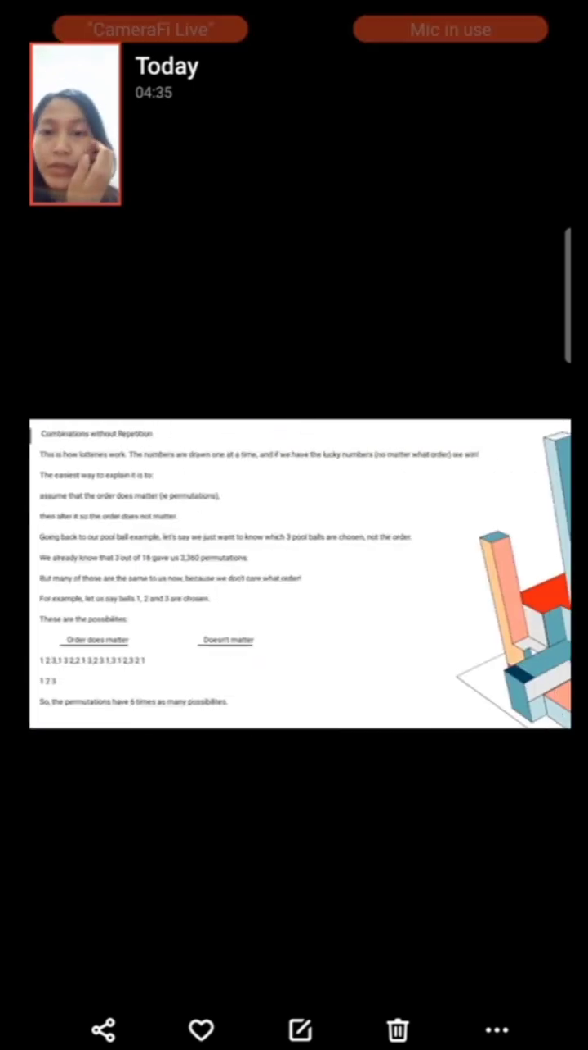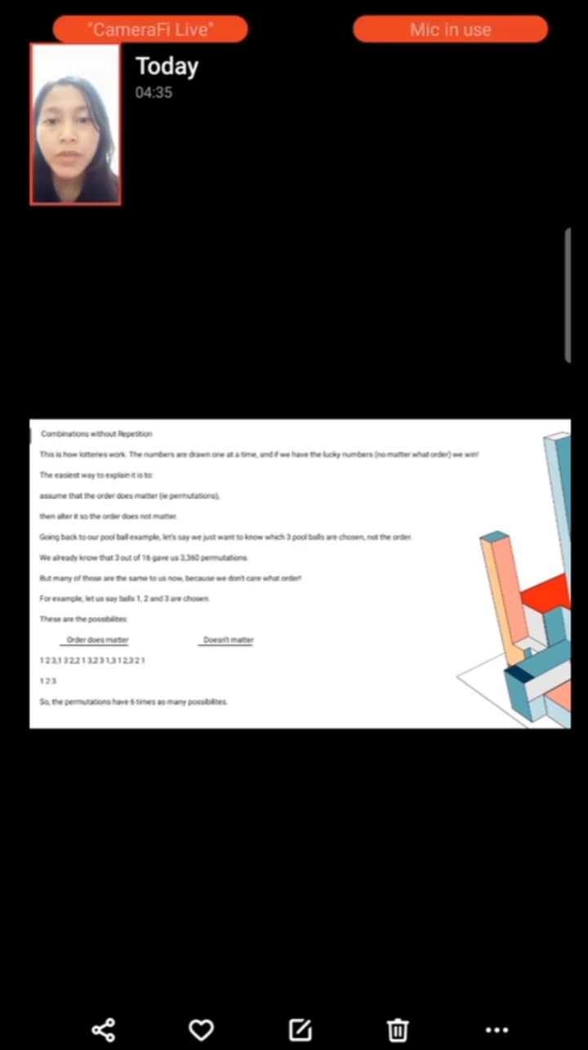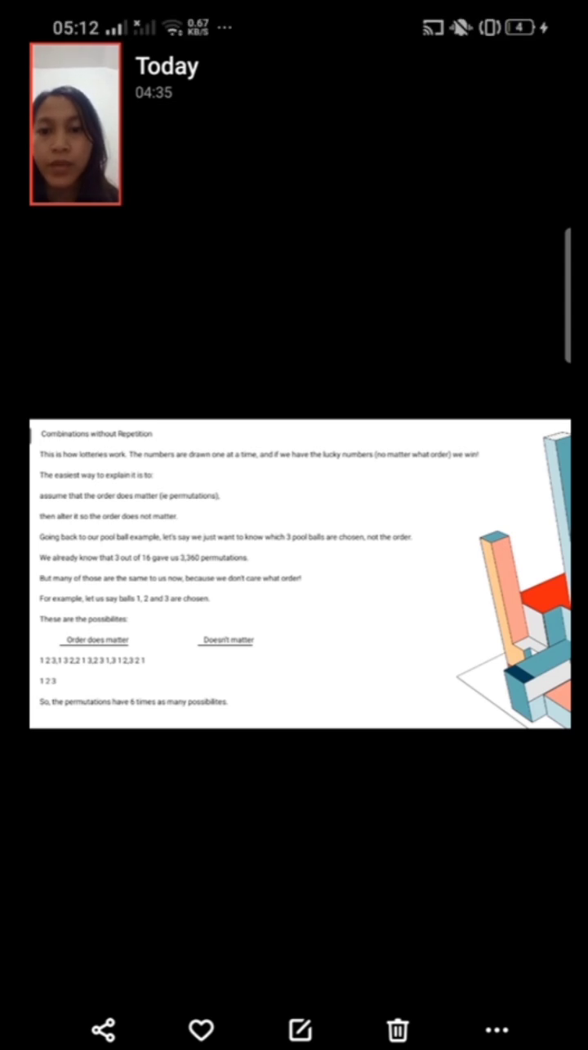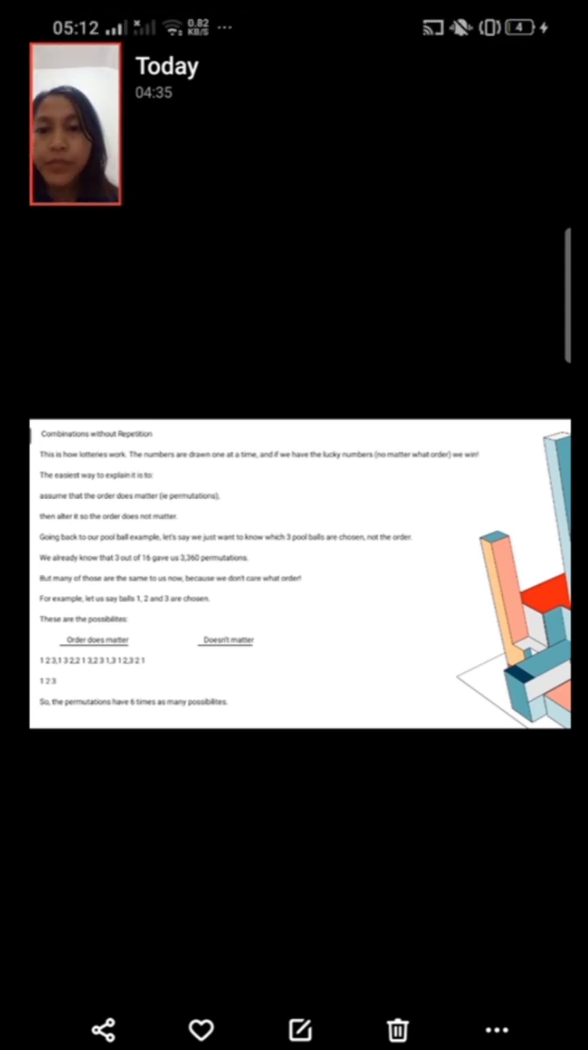So these are the combinations without repetition. This is how lotteries work. The numbers are drawn one at a time, and if we have the lucky numbers, no matter what order, we win. So the easiest way to explain it is to assume that the order does matter.